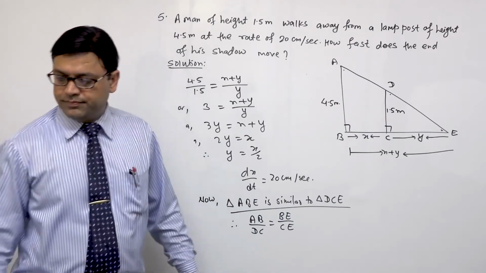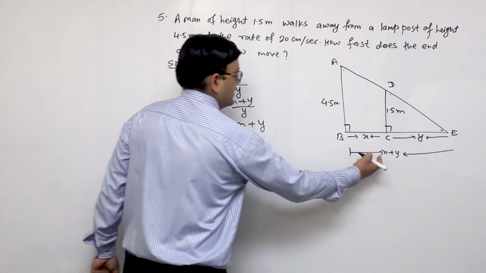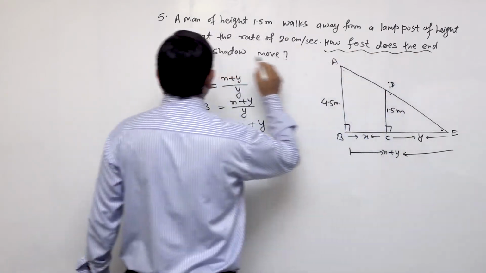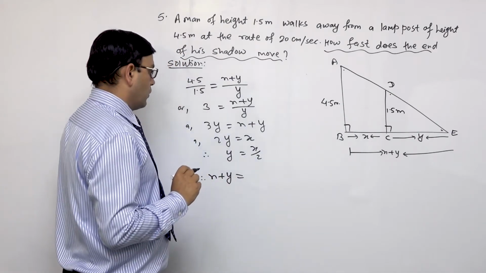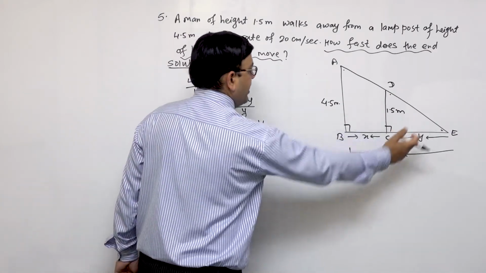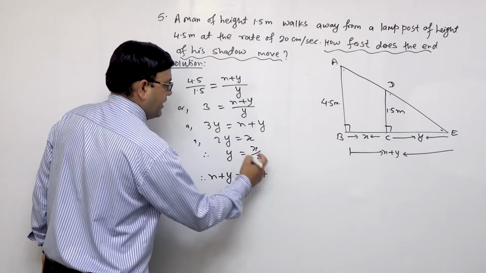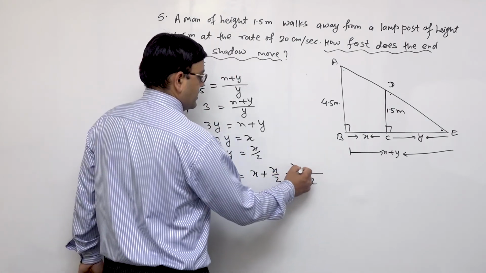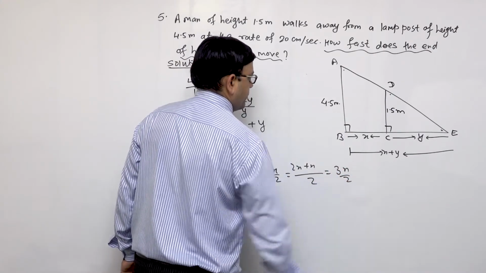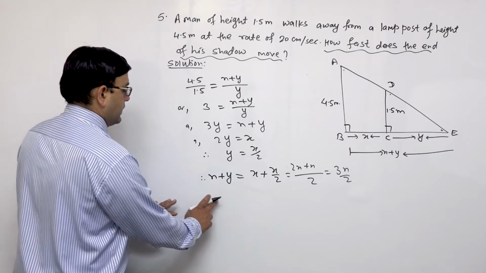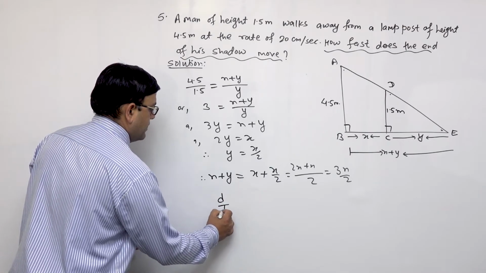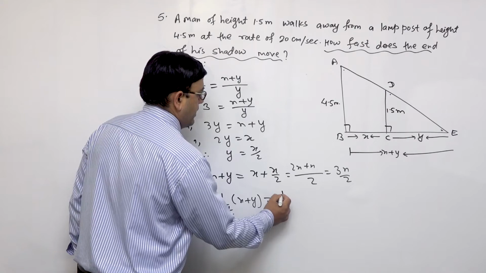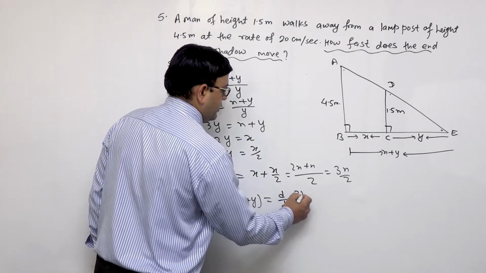Therefore x plus y is equal to this x plus y. We have to find how fast the end of his shadow moves here, so we are focusing on BE, that is x plus y, which is x plus x by 2. We can take the LCM, so 2x plus x is equal to 3x by 2. Now taking derivative on both sides, d by dt of x plus y is equal to d by dt of 3x by 2.